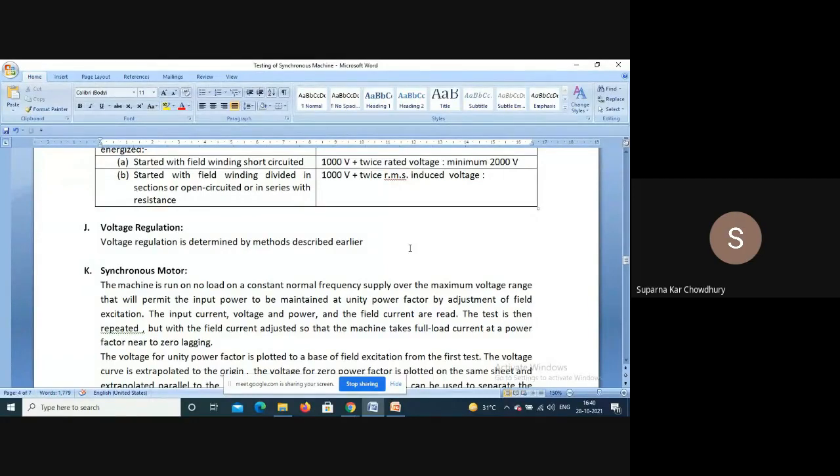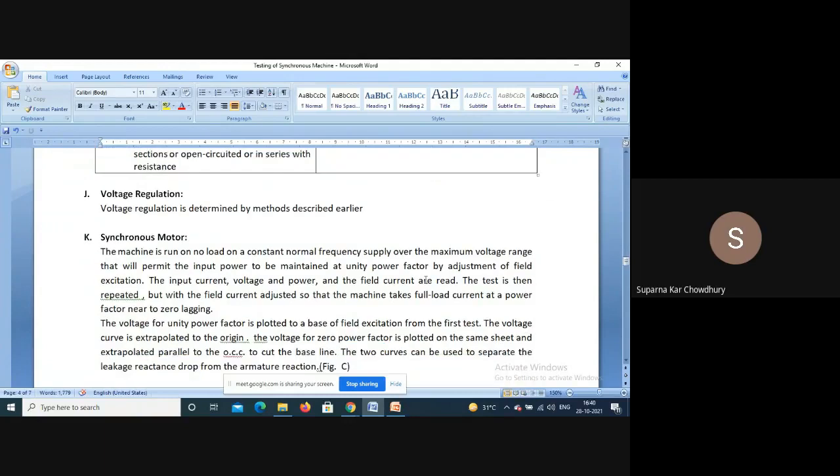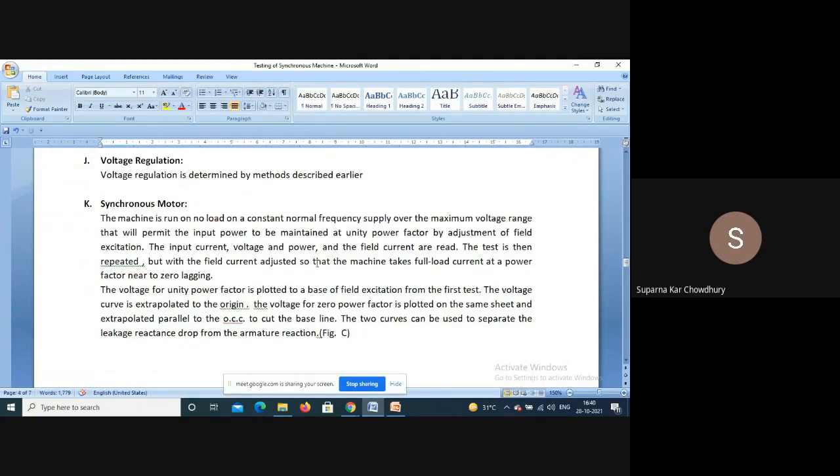Then for the synchronous motor, the machine is run on no load from a constant normal frequency supply over the maximum voltage range that will permit the input power to be maintained at unit power factor by adjusting the field excitation. The input current, voltage and power, and field current are recorded. The test is then repeated, but with the field current adjusted so that the machine takes full load current at a power factor near zero lagging.